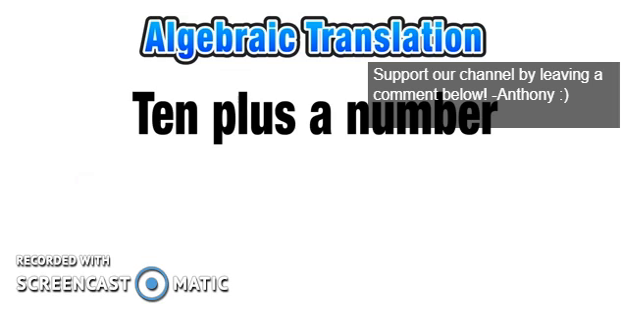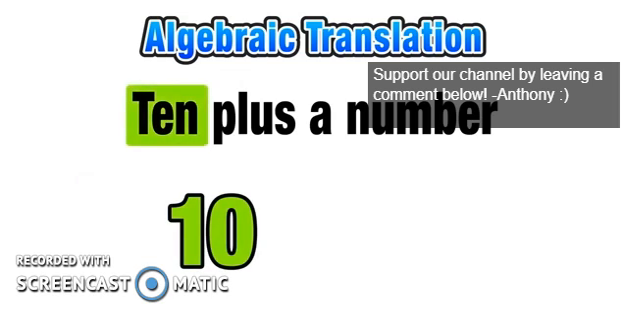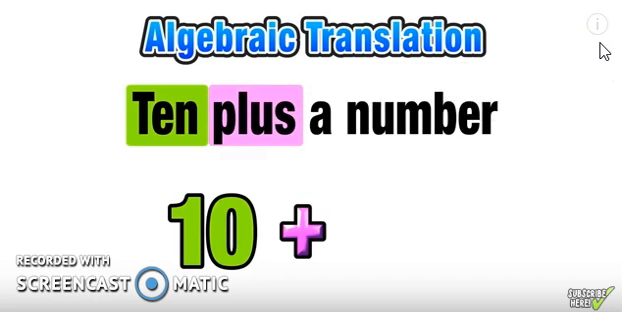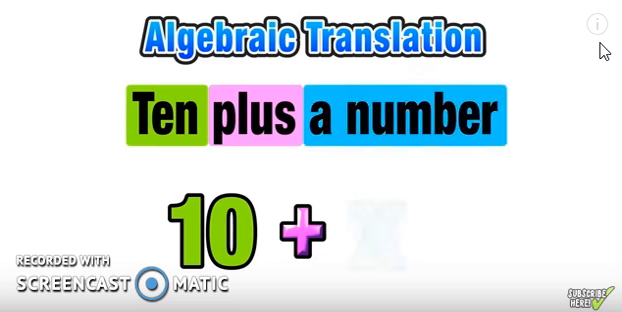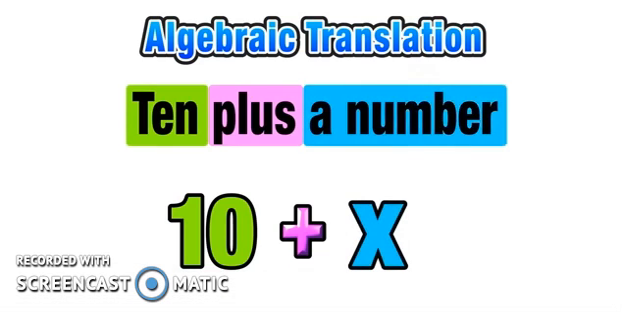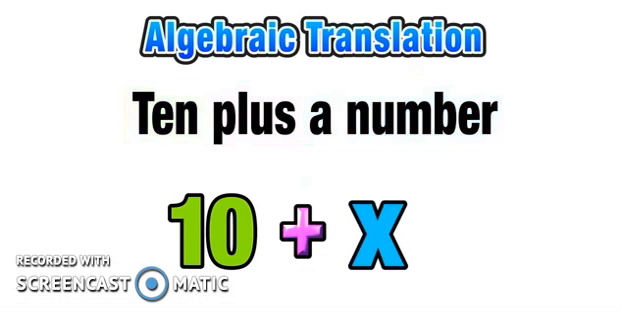So let's translate 10 plus a number. So again, it's an expression, so we have the number 10 plus, we know it's just addition, and then a number is just some unknown, we'll call it x. So that translates to 10 plus x.